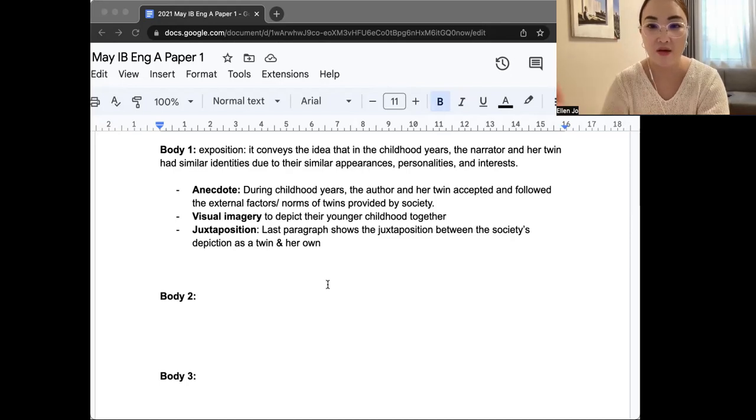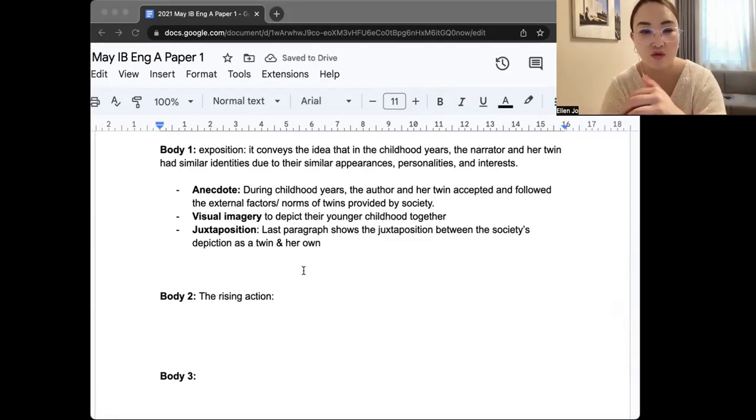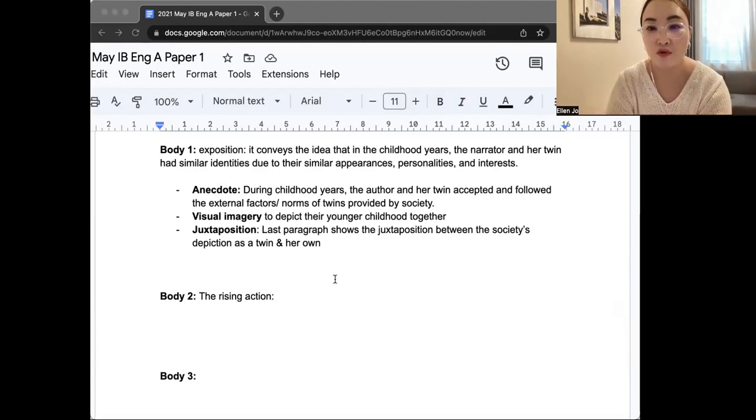How does the story develop? I would name body 2's main point the rising action, because this is the stage where the twin is starting to experience change throughout the adolescent years, right?